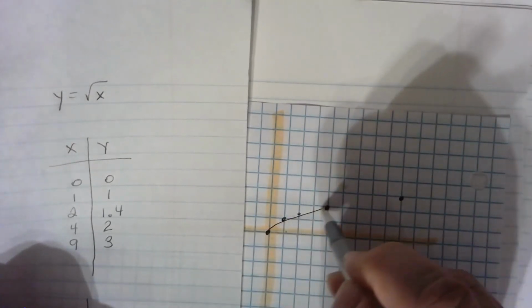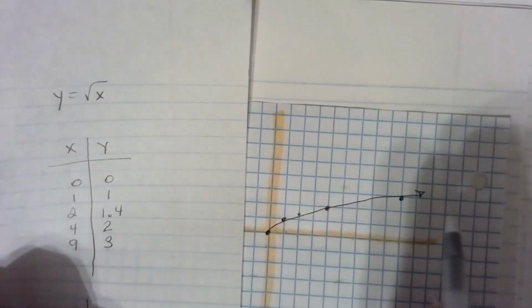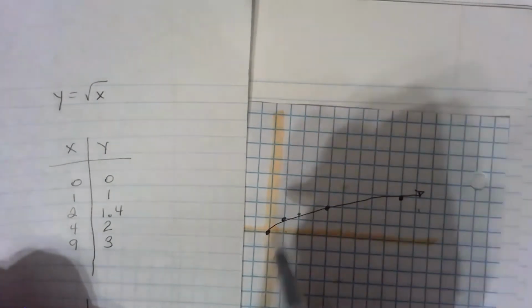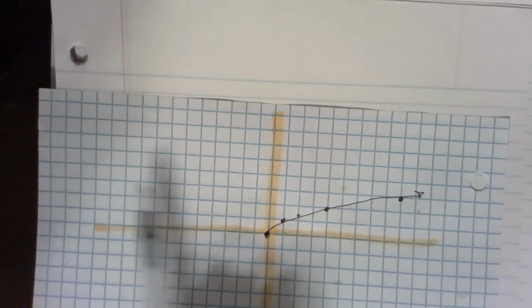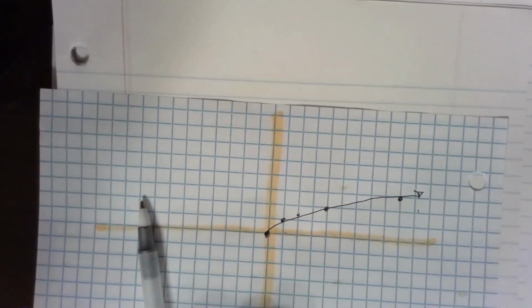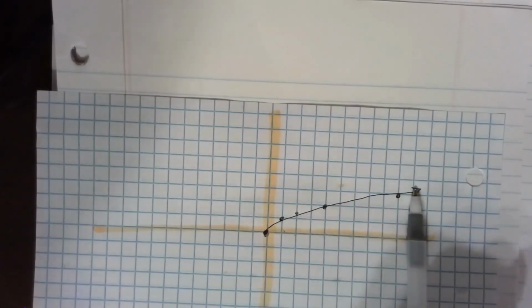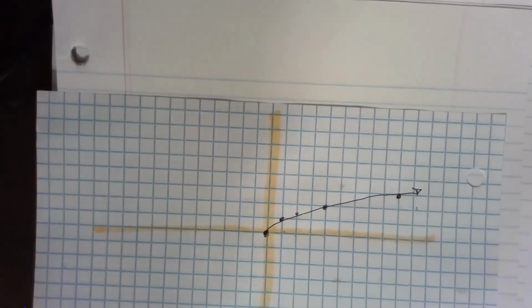And so it goes like this. Now notice I put an arrow here, but I don't put an arrow here because it can't go to the left because we can't take the square root of negative numbers. So it starts here and goes to the right. And that's the one that's in the book. That one's number 75.